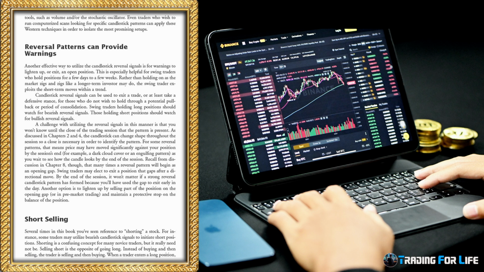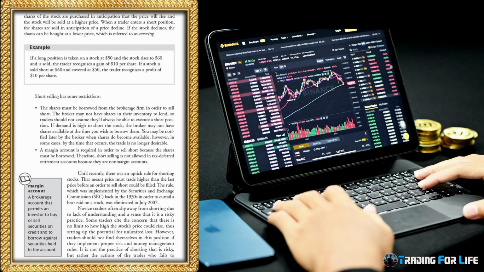When a trader enters a long position, shares of the stock are purchased in anticipation that the price will rise and the stock will be sold at a higher price. When a trader enters a short position, the shares are sold in anticipation of a price decline. If the stock declines, the shares can be bought at a lower price, which is referred to as covering. Example: if a long position is taken on a stock at $50 and the stock rises to $60 and is sold, the trader recognizes a gain of $10 per share. If a stock is sold short at $60 and covered at $50, the trader recognizes a profit of $10 per share.